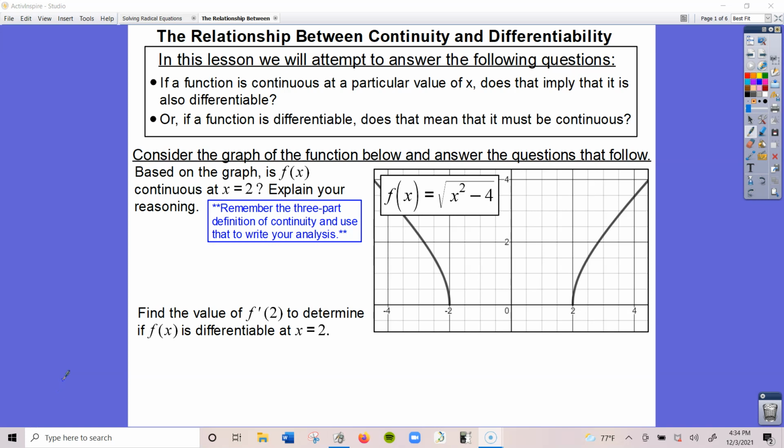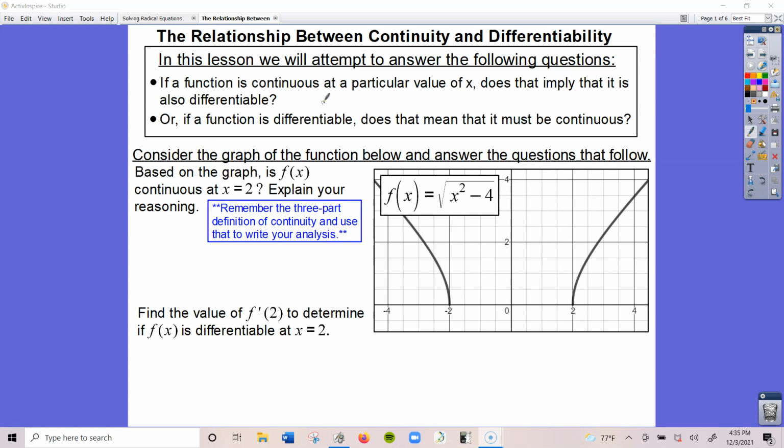Hey guys, today we're going to learn about the relationship between continuity and differentiability. Now the word differentiability means the ability to find the derivative of a function, to know that you'll have a derivative once you take your function, do the work, and then plug in a number, it actually equals a real number. So in this lesson, we're going to see if we can answer the following questions.